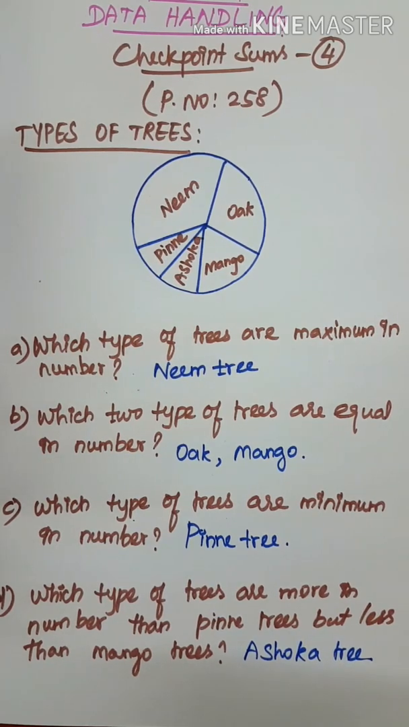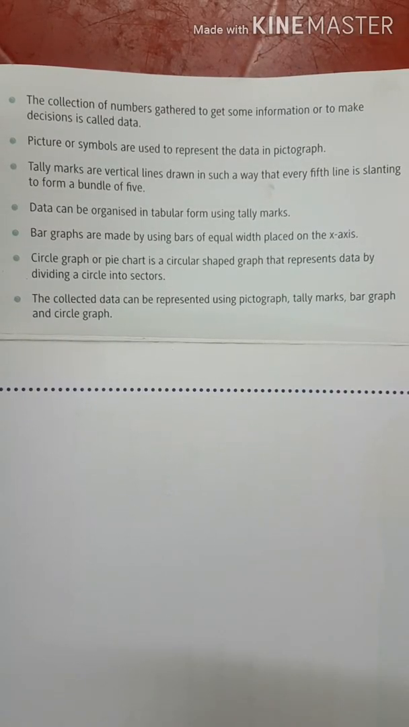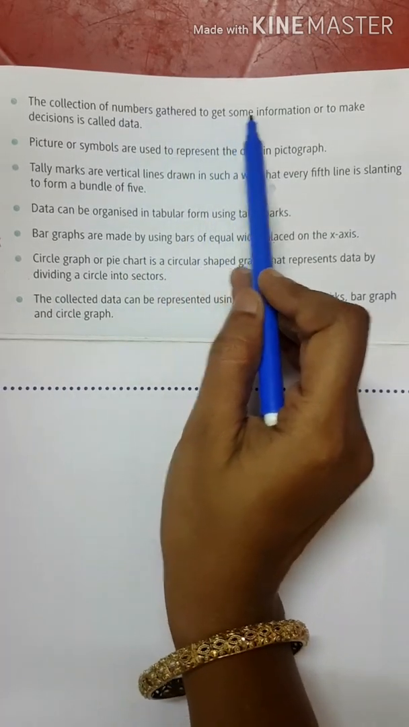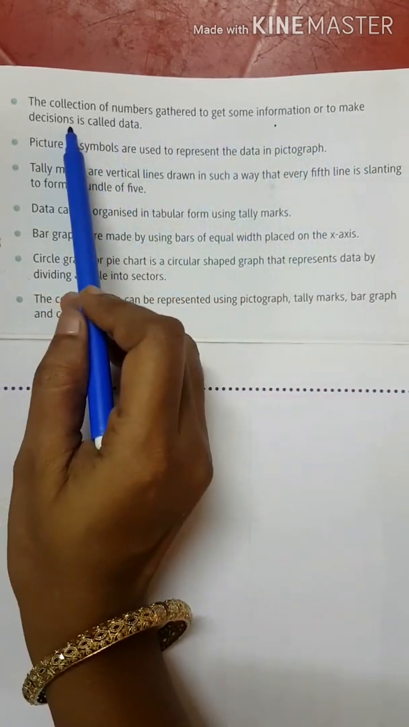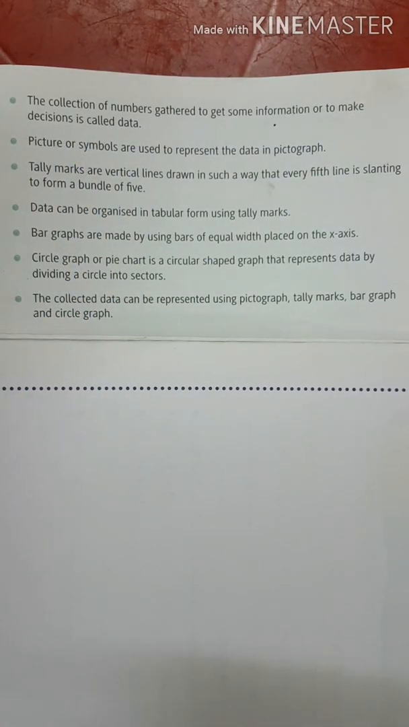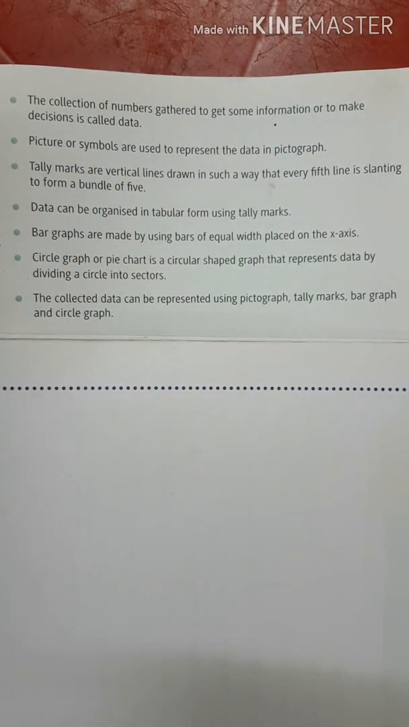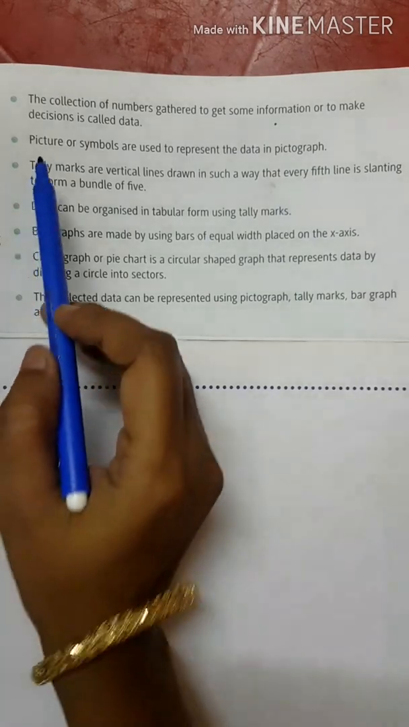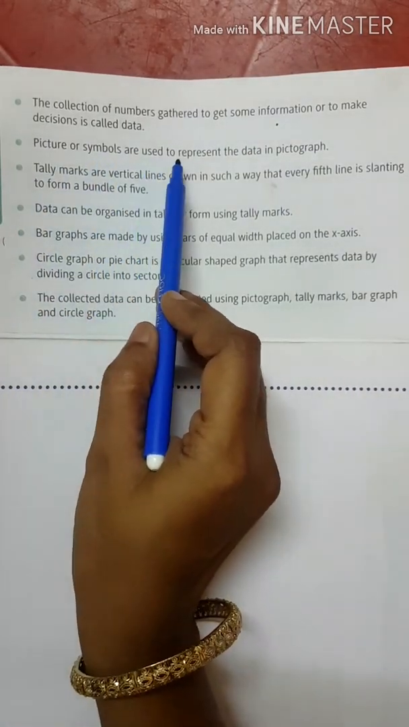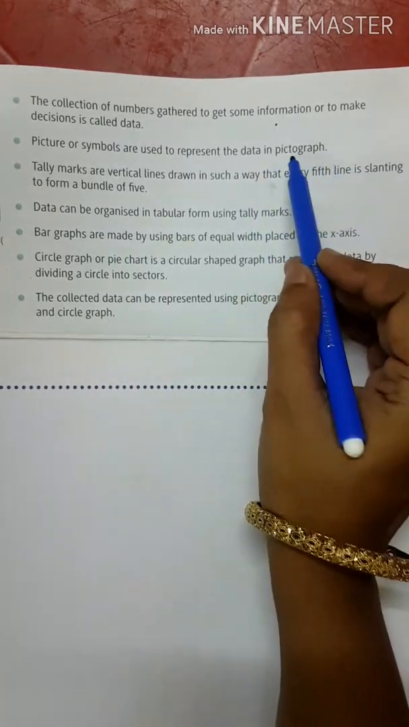Yes students, very easy. The topic we discussed is circle graph. Just do your homework sums, practice this. Very easy to understand. And now we just discuss the summary part of data handling. The collection of numbers gathered to get some information or to make decision is called data. In the first class itself, we discussed what is meant of data. That is nothing but collection of numbers gathered to get some information, right? Yes. Picture or symbols are used to represent the data is nothing but pictograph.